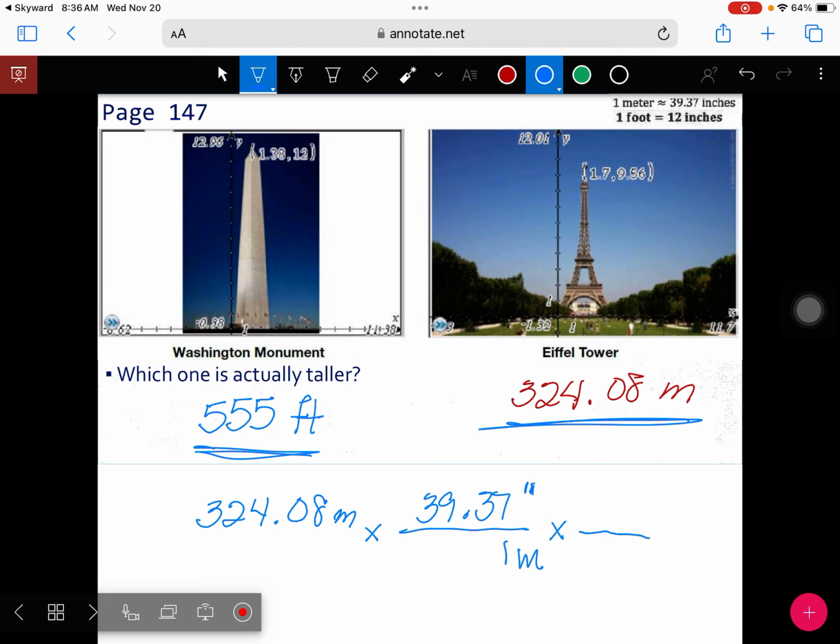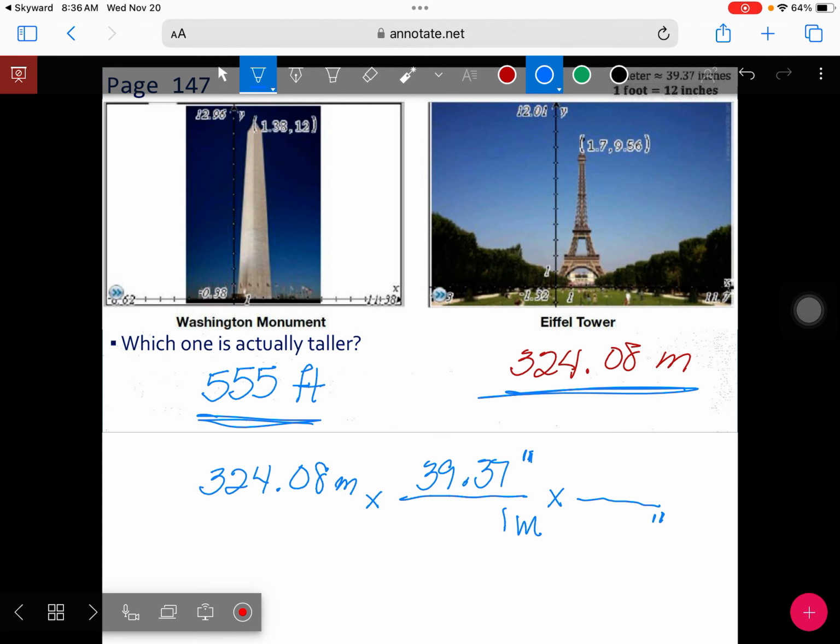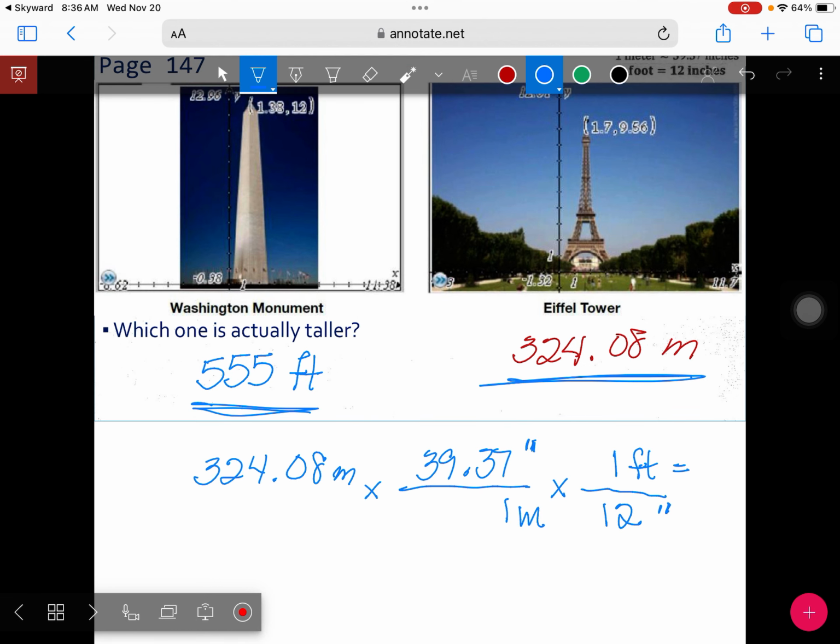So I want to do another conversion. How many inches make up another type of length? A foot. So there's 12 here. 12 inches make up 1 foot. So if I multiply this correctly, my meters should cancel out, my inches should cancel out, and I should be left with feet.